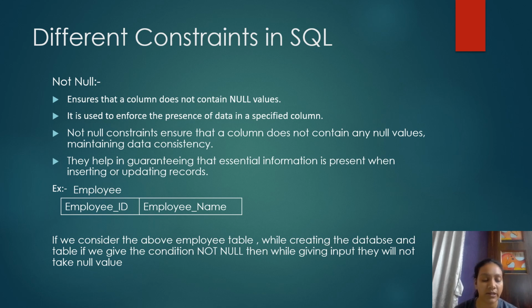Now, in the example, we have taken the employee table in which employee ID and employee name are given. If we give the condition not null before employee ID or employee name, then there will not be any null values present in the column of any one of the attributes before which we have given the not null condition. Now, these are all the different types of constraints that are used in SQL.